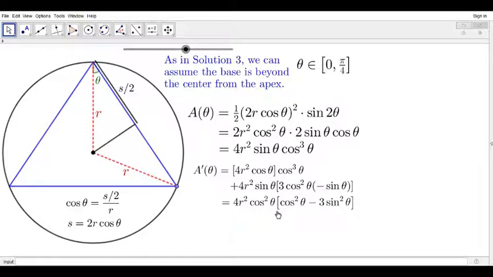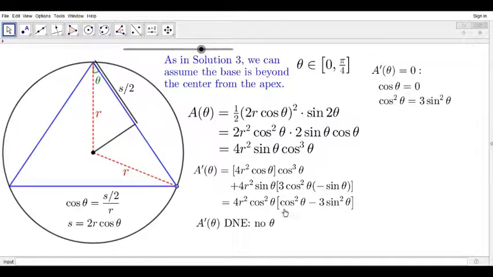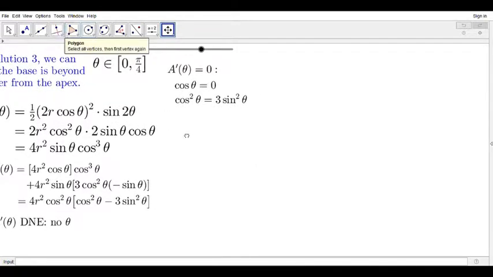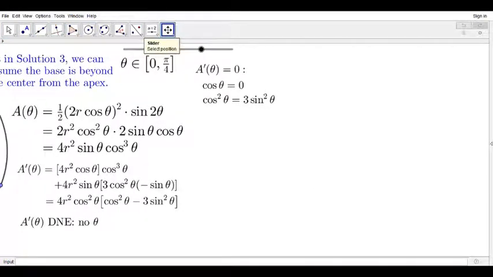So it's either cosine squared theta is 0. All right. Okay, I just pointed it out. A prime non-existent. Nope, never going to happen. So when is the derivative equal to 0? It's when cosine is 0 or when this difference is equal to 0. In other words, cosine squared theta equals 3 sine squared theta. So let's explore the solutions of these trigonometric equations.